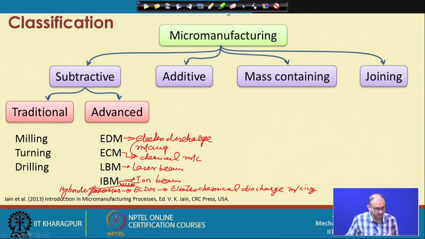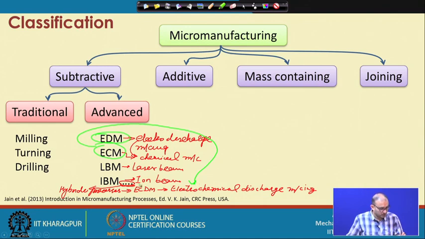So, this particular process is a combination of EDM process and ECM process. So, why we need this process? Because we know EDM is mostly used for fabrication of conductive material, but there are some applications where we can go with materials other than conductive material.